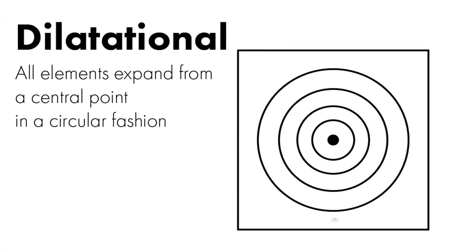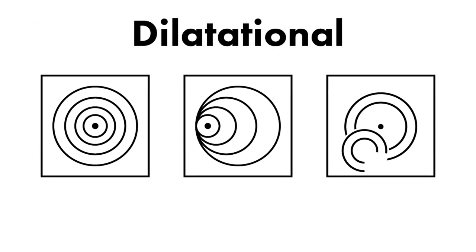Next, we have the dilatational typographic system. In this system, all of the elements expand from a central point in a circular fashion. Let's explore this a bit further. On the left-hand side, we can see the point of focus again is a circle, this time with rings of elements surrounding it. In the middle example, the rings have shifted and are aligned to the left.